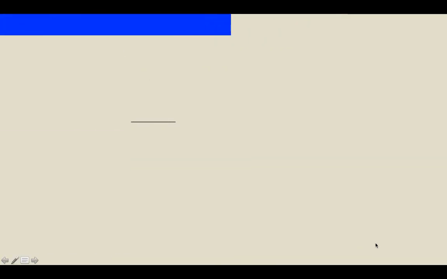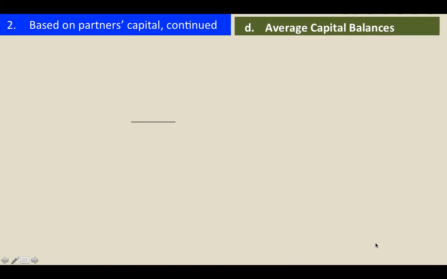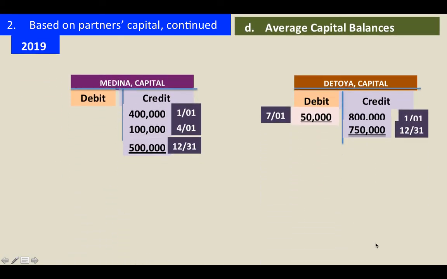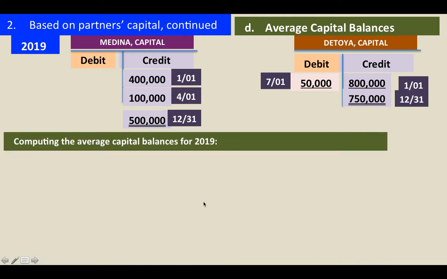And class, the last one under based on partners' capital is average capital balances. So for 2019, this is what we have. The first thing that we have to do is compute the average capital balances for 2019. We don't have that yet in the T account of Medina Capital and De Toya. So we have to compute that based on the transactions on the capital. Okay, so let us compute that for Medina and for De Toya.